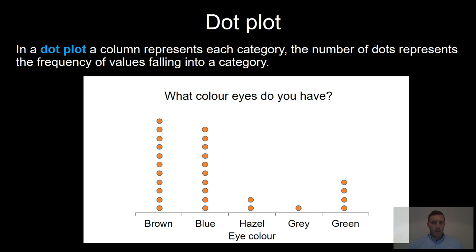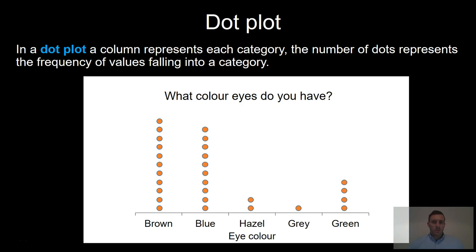The dots are stacked in a column over a category so that the height of the column represents the relative or absolute frequency of the observations in the category. The pattern of the data in the dot plot can be described in terms of symmetry or skewness only if the categories are numerical. In this case, we've got categorical data, and therefore we can't describe the symmetry or the skewness of this.